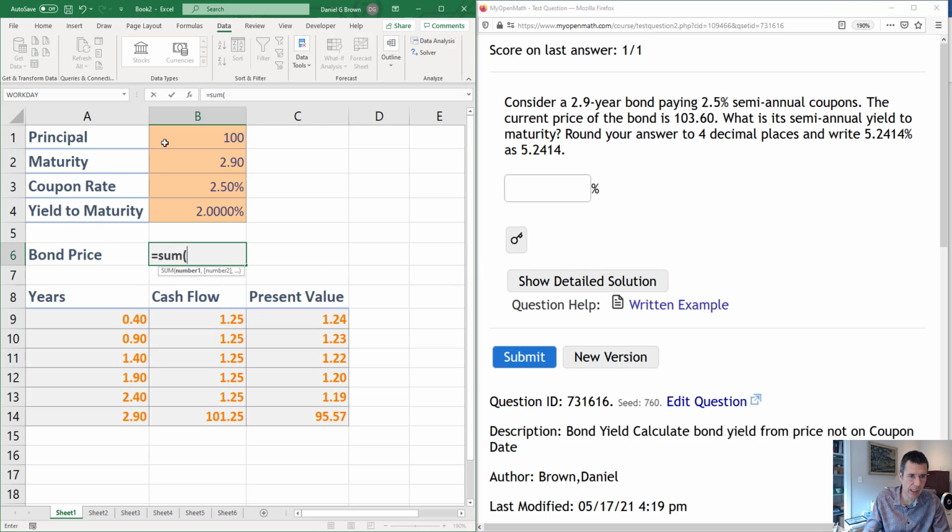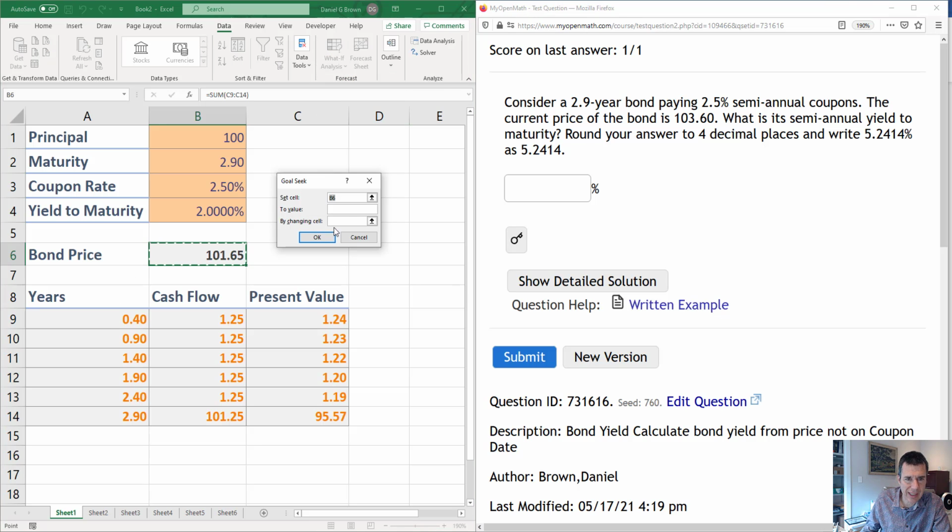The bond price is the sum of the cash flows. So 101.65. And as expected, given a lower yield to maturity than the coupon rate, the bond's trading at a premium. Now what we do is we go to GoalSeek. We click on the data ribbon, what if analysis, GoalSeek. And we want to set this cell to 103.60 by changing the yield to maturity. Click OK.